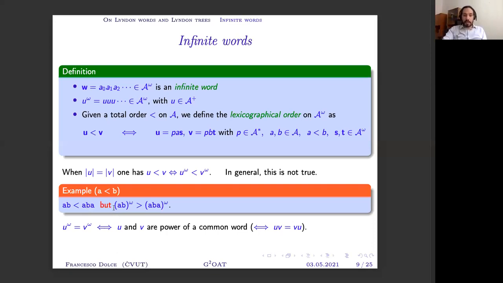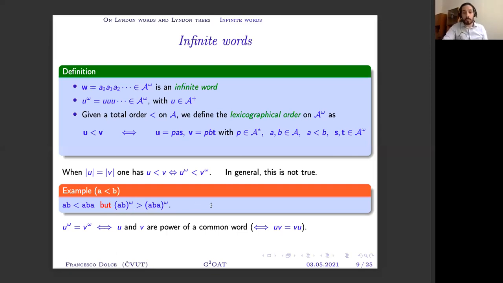Why is that? Because again, here it starts with AB, so the fourth letter is B. The first two letters are AB, and here I have ABA, so the first three letters are ABA, the common prefix is ABA, but then at the first mismatch here I have an A. And since B is bigger than A, I have this inequality.